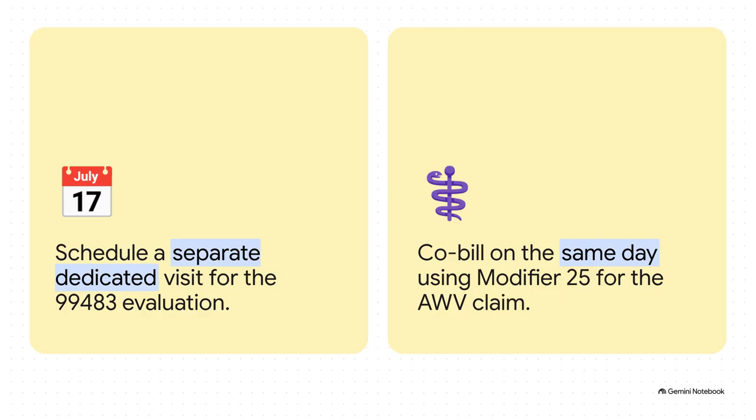If you go with the same day option, you absolutely must append modifier 25 to the AWV claim. That tells them the cognitive assessment and care planning was a significant, separately identifiable service from the standard wellness visit. Your documentation has to clearly split the difference between the work done for the AWV and the intense, hour-long work done for the $99,483. Now, when it comes to frequency limits, just lock the number 180 into your brain.